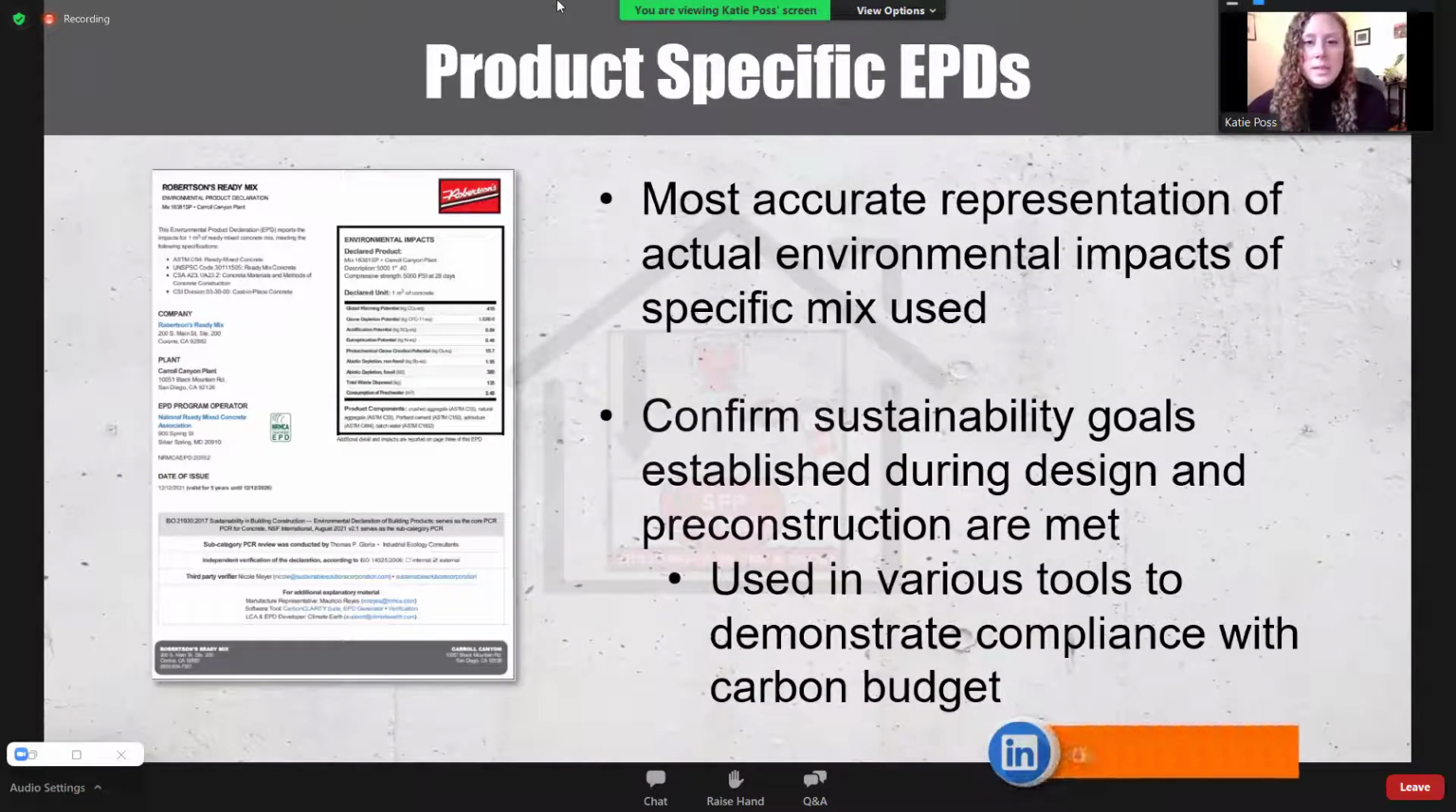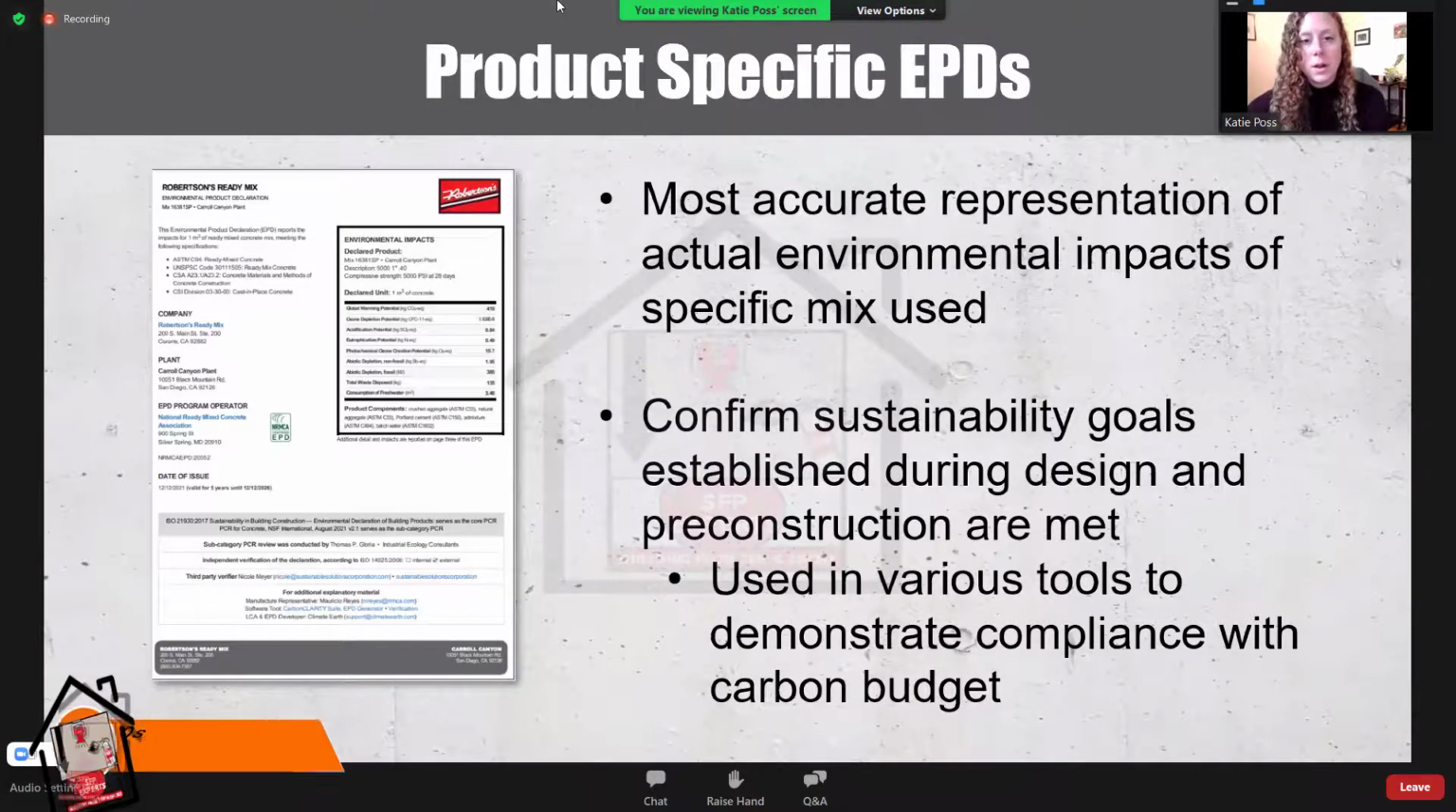So again, product-specific EPDs are the most accurate representation of environmental impacts, and these should be collected during the submittal process. Now you can use the data in the product-specific EPD to confirm that the goals that were established during pre-construction are met. Product-specific EPDs are accepted by tools such as the EC3 calculator to demonstrate an embodied carbon reduction. The product-specific EPD can also be used for third-party rating systems. And just to note that in LEED, product-specific EPDs are actually weighted a little heavier than industry-wide EPDs.